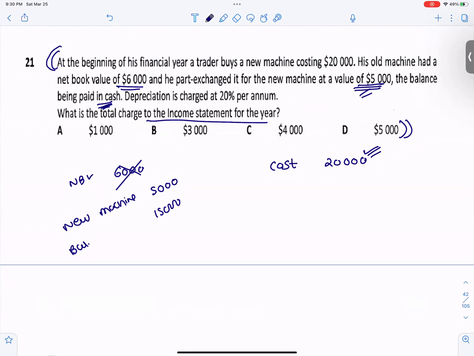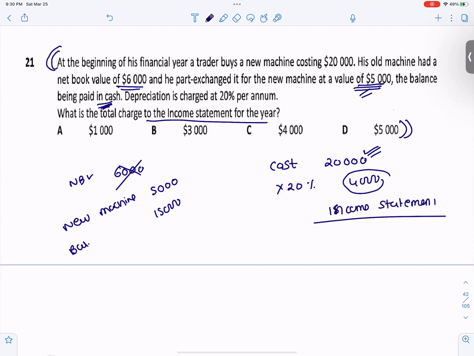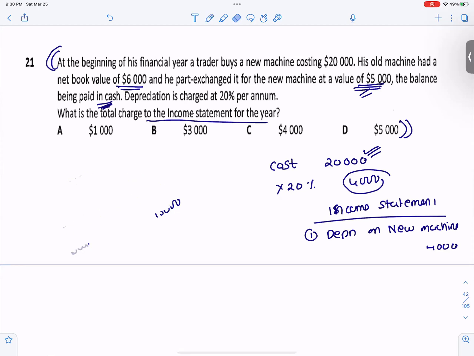So first look over here. What is the depreciation charge of 20%? It will be 4,000. So in the income statement, he will have two things. First, he will have the depreciation on new machine. What is the depreciation on new machine? 4,000. Are you with me? Now what has happened?